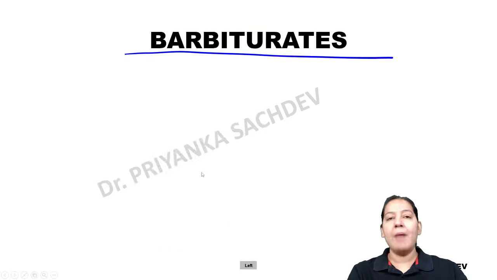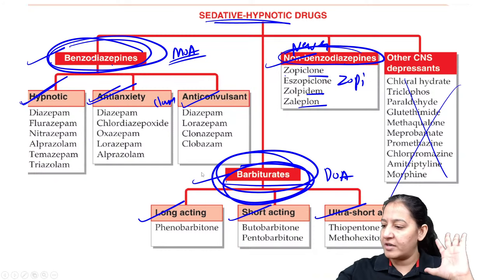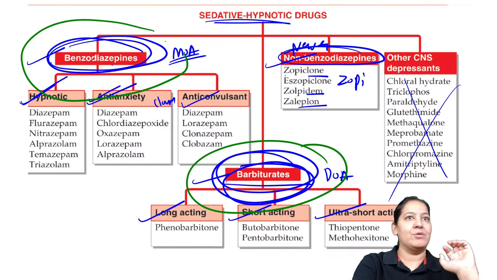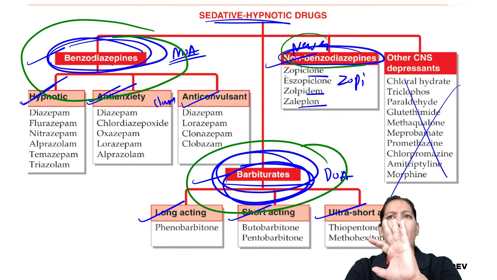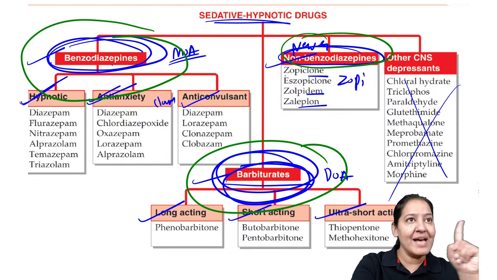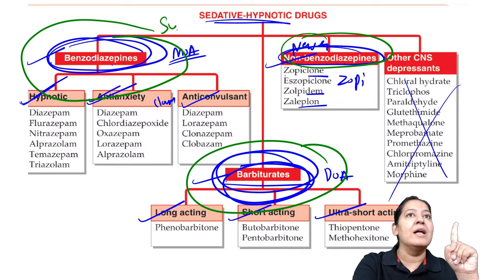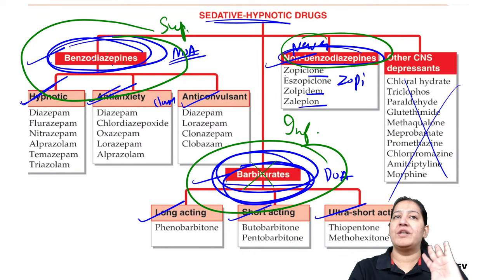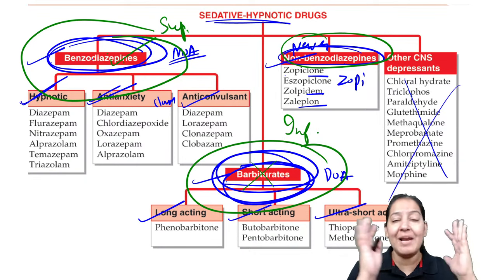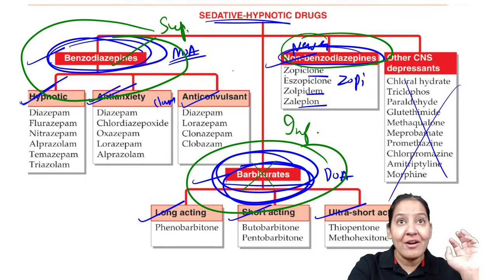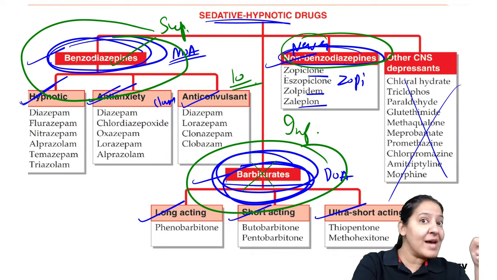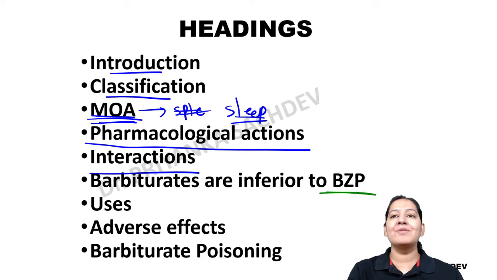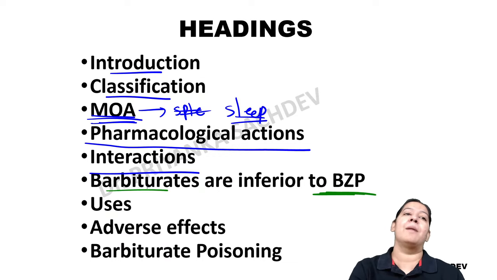Then the pharmacological actions on other organs apart from the brain, and interactions. Now, I'm going to teach you two main chapters. The first chapter is barbiturates and the second chapter is benzodiazepines. After that I will also teach the newer ones, small things about the newer drugs, but benzodiazepines are superior and barbiturates are inferior. Nowadays, we don't prefer barbiturates. We prefer benzodiazepines. Tell me 10 reasons why benzodiazepines are superior to barbiturates.